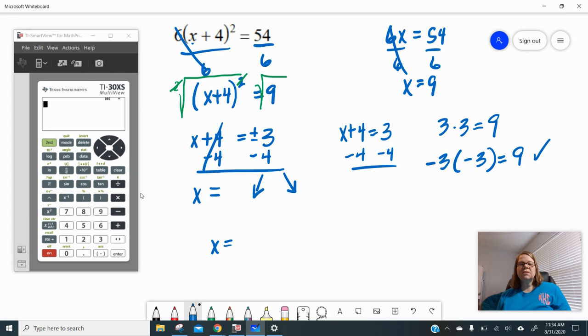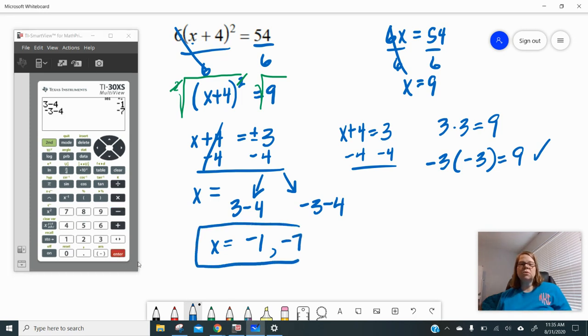So it's not really that bad if you'll just stop and think, okay, this means positive 3 minus 4. So I've got 3 minus 4, but it also means negative 3 minus 4. And so those are the two things that you're going to solve to get your final answer. So 3 minus 4 is a negative 1, and then negative 3 minus 4 is a negative 7. And those are my solutions to this problem.